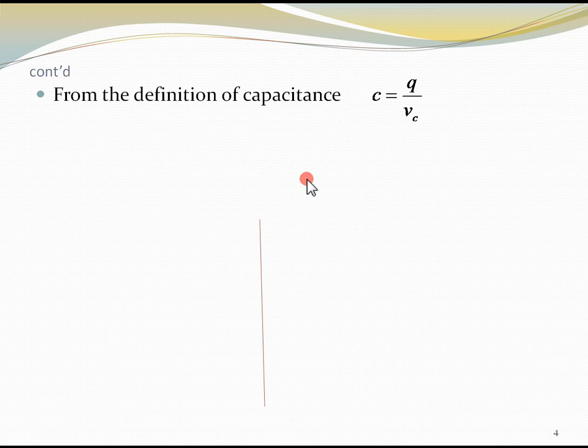To derive an expression for the current, we start from the definition of capacitance. C is Q over V.